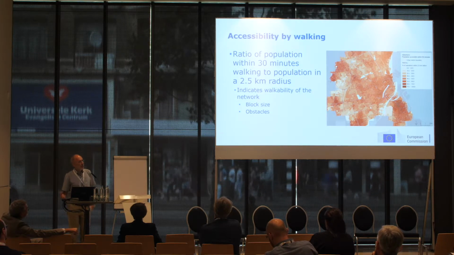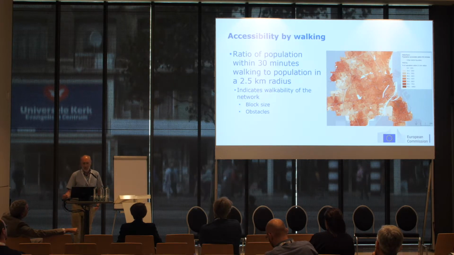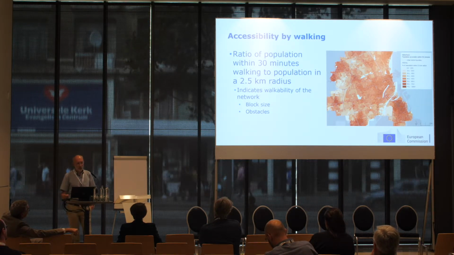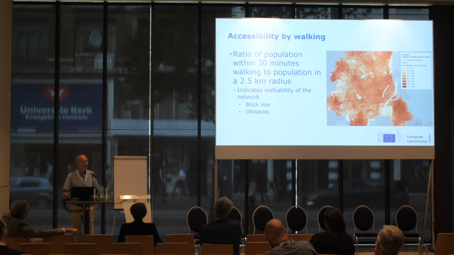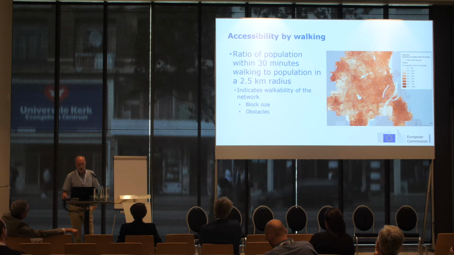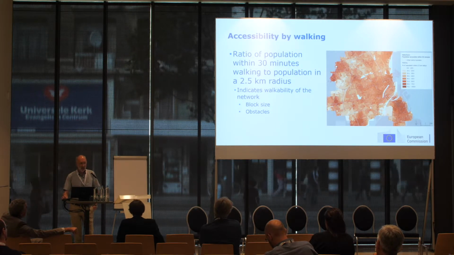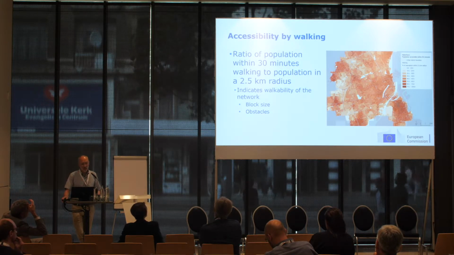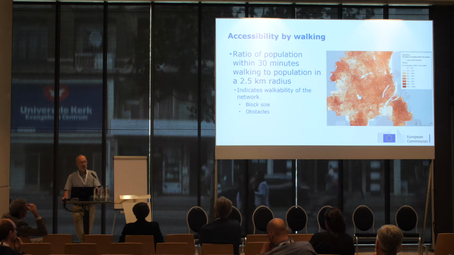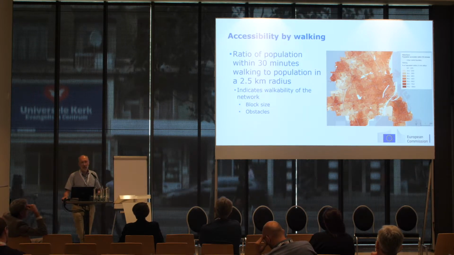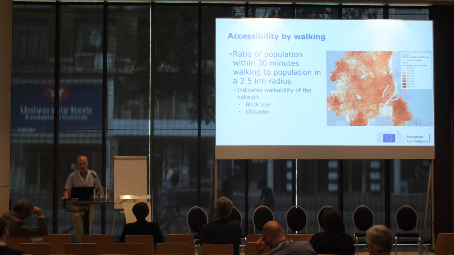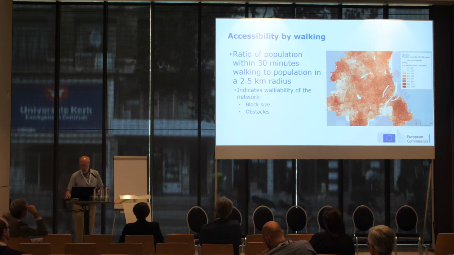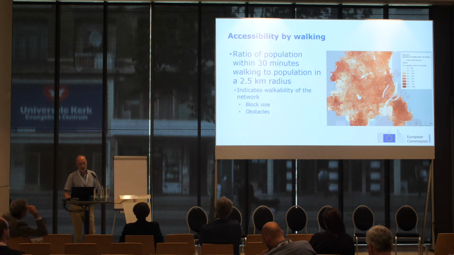We've done something similar for the active modes, for walking and cycling. For walking, we took the ratio of population within 30 minutes walking to the population in 2.5 kilometers radius. And so the differences observed here indicate some elements of the walkability of the network. If your building blocks are large, you've got fewer opportunities for an efficient and fast walking to your destination. You might also encounter obstacles like urban motorways and so on. And so these are taken into account when computing this indicator.